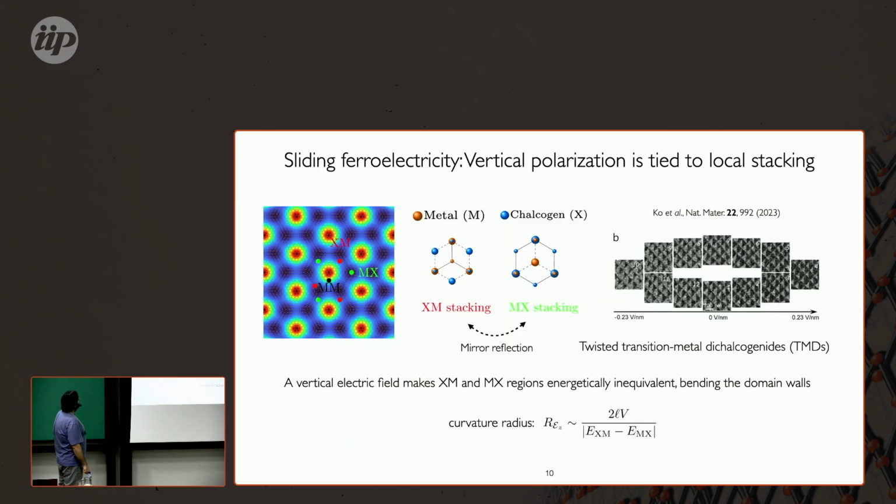Okay, so now as promised, I'm going to discuss TMDs. And as I said before, TMDs are interesting because they're non-centrosymmetric, they are polar. And what happens when you twist is basically you are exploring different high symmetry configurations, including this XM, MX stacking configuration. So this is chalcogen on metal and metal on chalcogen. And these are connected by mirror reflection.